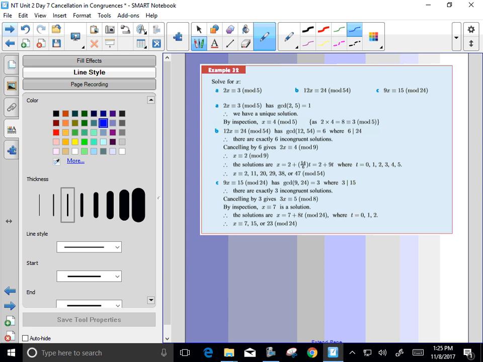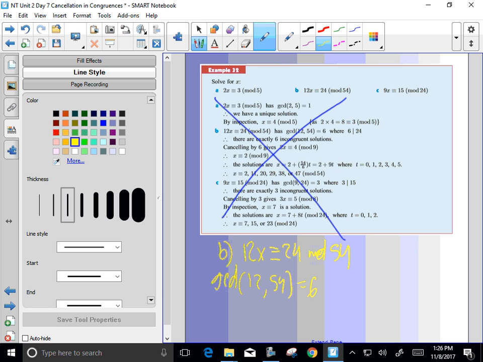So I think we've done enough of these, except I want to do B. So would you take out your iPads? Would you go to example 32B? We're going to do B together and just show you how easy this is. 12x is congruent to 24 mod 54. What's the GCD of 12 and 54? 6, right? It is 6.